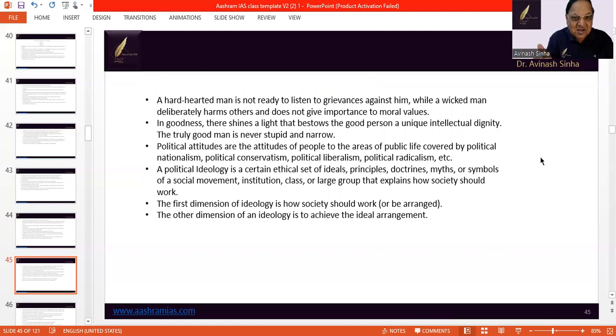Now, a hard-hearted man is not ready to listen to grievances against him, while a wicked man deliberately harms others and does not give importance to moral values. Now see how these distinctions are there. Hard-hearted man, wicked man. Now in goodness, there shines a light that bestows the good person a unique intellectual dignity. The truly good man is never stupid and narrow.